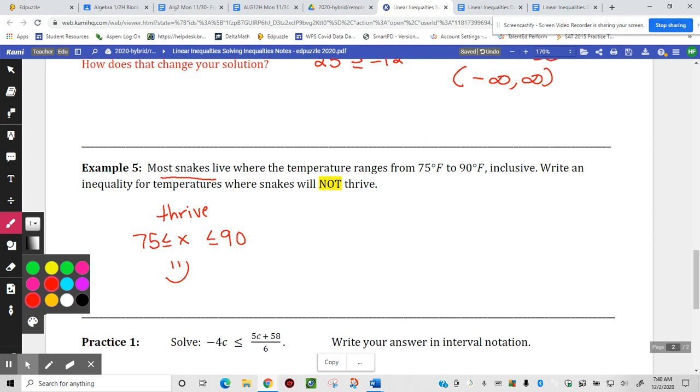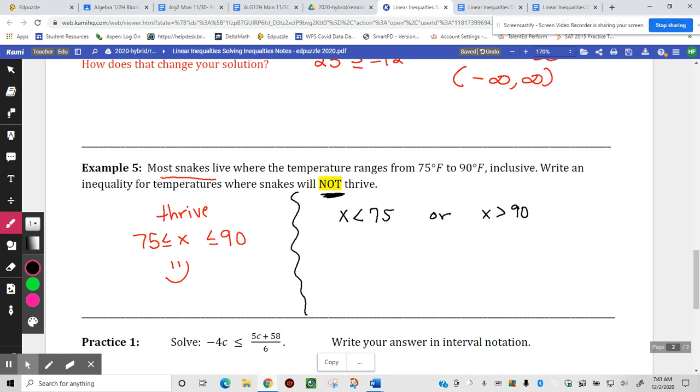How do we write an inequality where snakes do not thrive, right? So they don't thrive. Well, let's think. If this one says x is greater than 75, where it doesn't thrive is where x is less than 75, or where x is greater than 90. So this is where they do not thrive. Those are the way that you write it with set notation, which we've been doing, and this is fine and all good and it's lovely.